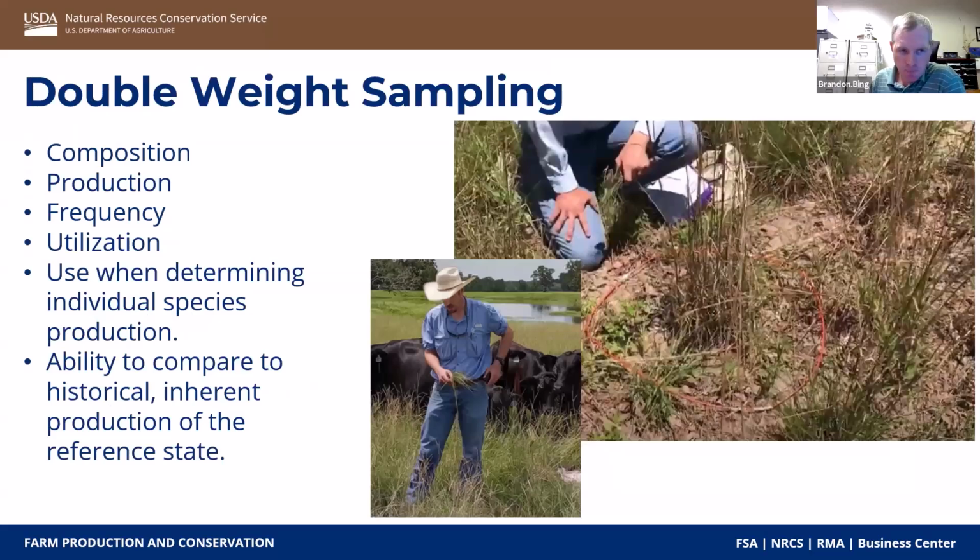Double weight sampling. This is used when determining individual species production, and it also gives us the ability to compare back to what the historic plant community would have been. We can pull the ecological site description for the specific site that we're on, and we're able to easily compare and see how we're different from that historical context of the site. It involves clipping individual species. We use reference weights, and then we can quickly estimate that across multiple frames. It captures variabilities of each production year as well as seasonality.